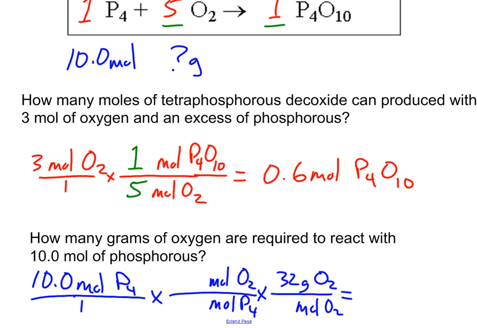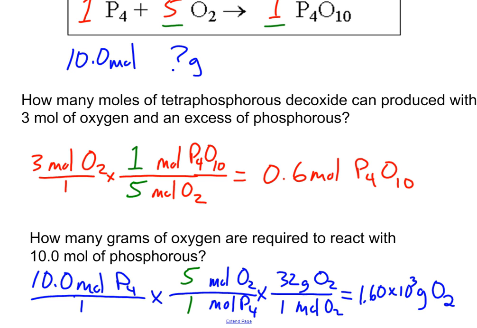So, and then again from the balanced equation, what do we have? We have 1 mole of phosphorus to every 5 moles of oxygen. And then we just need to go through and figure out our numbers here. And we get 1.60 times 10 to the 3rd grams of oxygen that would be required to react with the 10 moles of phosphorus. So we really haven't used any new tools here yet.